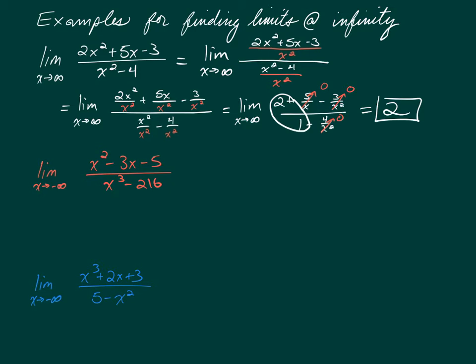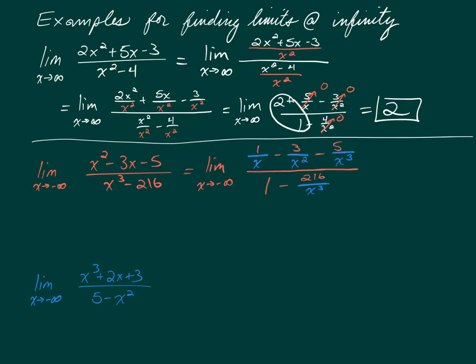Now in the next example, I will not be taking as many steps to get to the answer, but a similar process is done. So we will take the numerator and denominator and divide by the highest power of x in the denominator, which is x cubed. So that fraction looks something like this. If you divide x squared by x cubed, you get 1 over x. If you divide negative 3x by x cubed, you get negative 3 over x squared. And if you divide negative 5 by x cubed, you get negative 5 over x cubed.